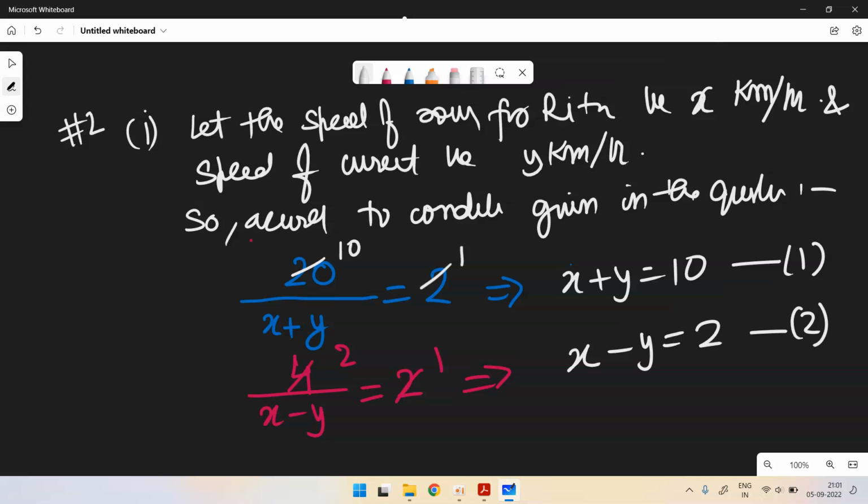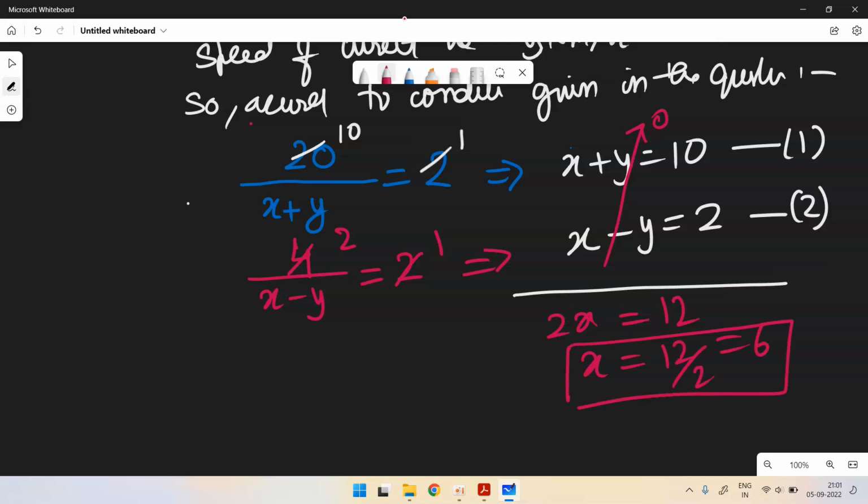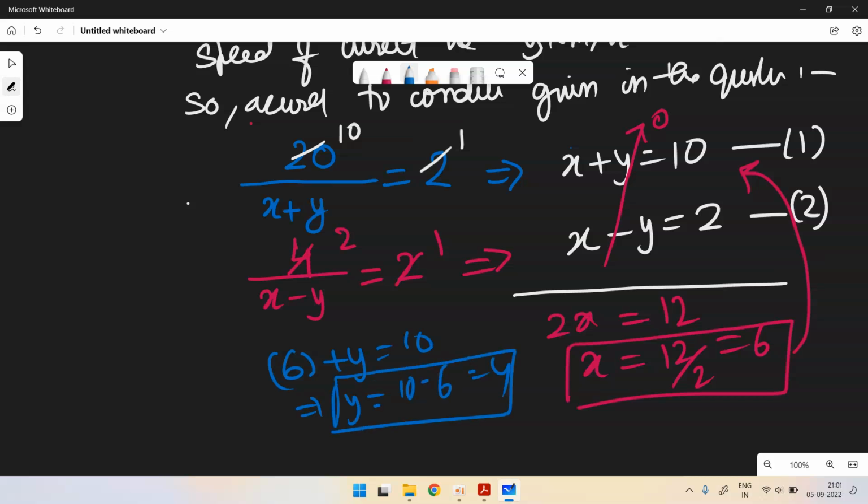Now if you directly add the two equations, what you get is, y cancels out, so this becomes 2x equal to 10 plus 2, which is 12, and x equal to 12 by 2, which is nothing but 6. So the value of x is 6, and if you substitute the value of x in equation number 1, you get 6 plus y equal to 10, which implies that y equal to 10 minus 6, which is nothing but 4.